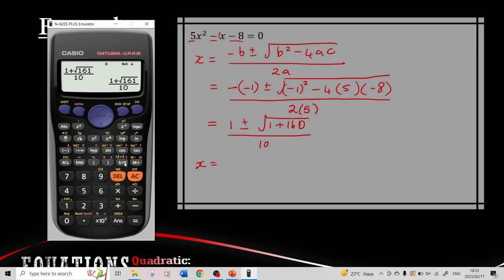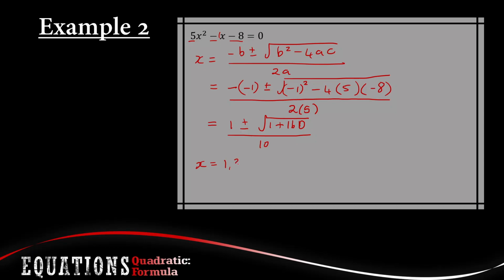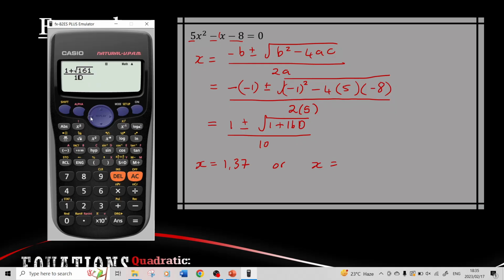And that's equal to, so now this is in its simplest surd form. So if I press S-D, it gives it in its decimal places. So let's say they asked us to round it off to 2 decimal places, then this would be 1,37. Or x is equal to, then we can just replace the plus with a minus and press S-D, and the answer there is negative 1,17.